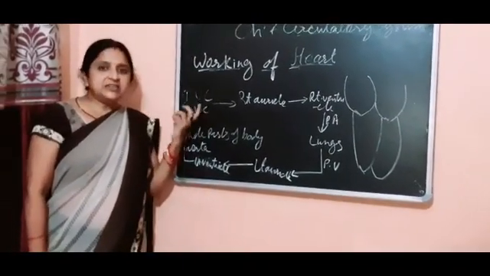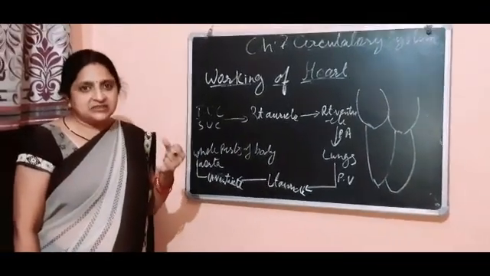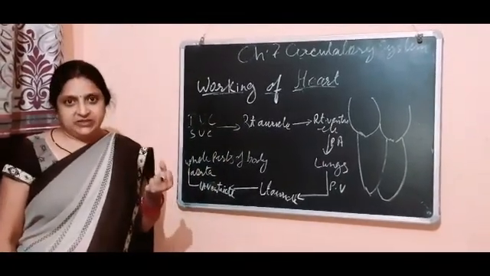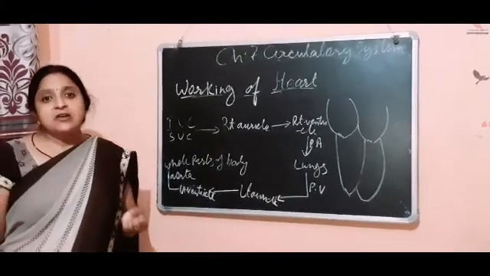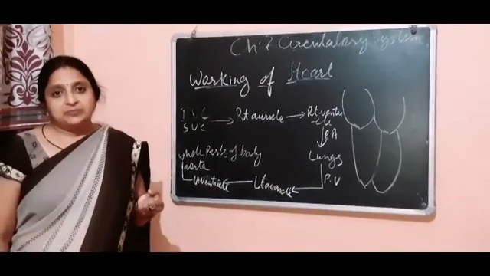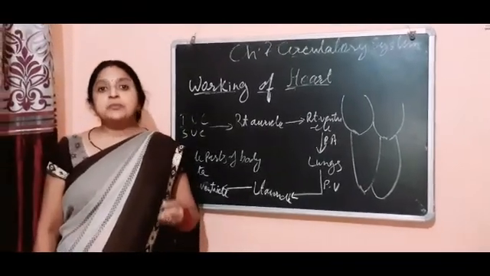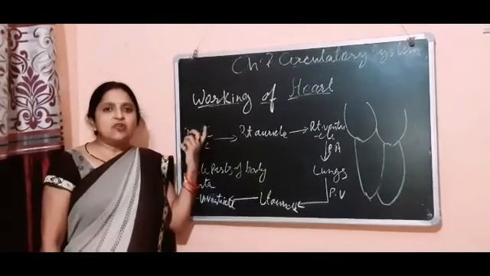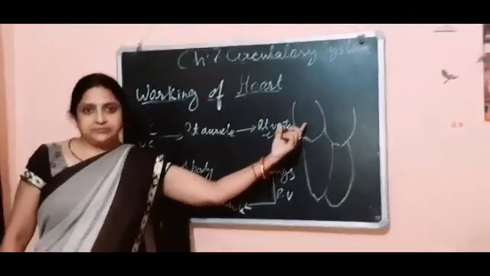These two veins collect the blood from all parts of the body except the lungs. This blood is deoxygenated blood, meaning impure blood, blood not having oxygen in it. It has carbon dioxide at that time. Carbon dioxide-carrying blood is called deoxygenated or impure blood, and these veins collect it from all parts of the body except the lungs and pour it into the right auricle.